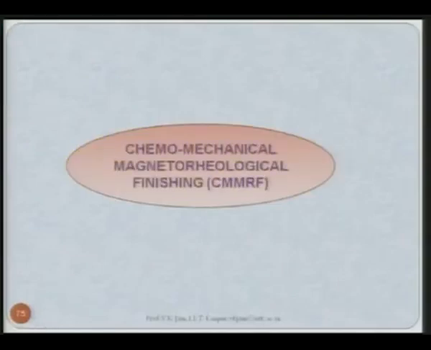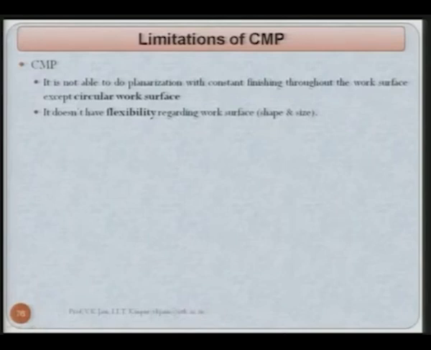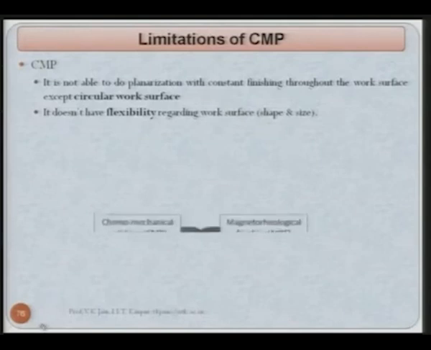I will quickly go through a chemo-mechanical magnetorheological finishing process which was developed again at IIT Kanpur. It is a very good process for that particular purpose. Let us see some of the limitations of chemo-mechanical polishing process. It is not able to do planarization with constant finishing throughout the work surface except on circular work surfaces. It does not have flexibility regarding work surface, that is the shape and size.